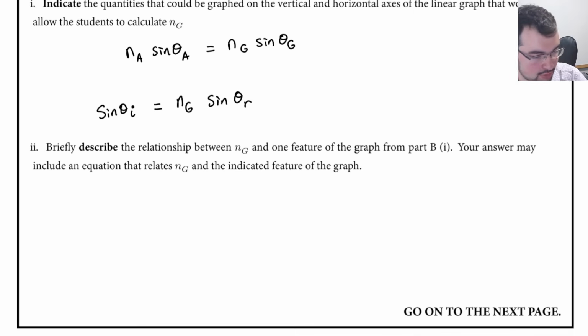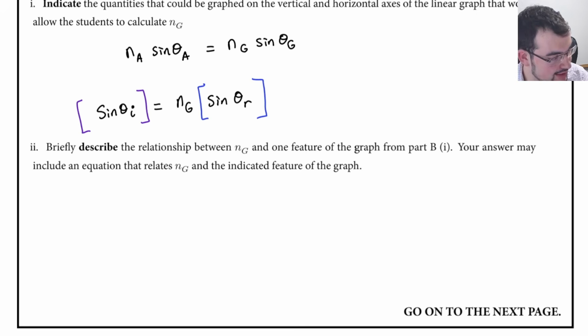So we can see what we're putting in our boxes, right? We can put theta I as our first variable, and that is surrounded by sine. And theta R is our other variable, and that's surrounded by sine. So we are graphing sine theta I versus sine theta R. It is important that you say versus, or you just draw the graph.